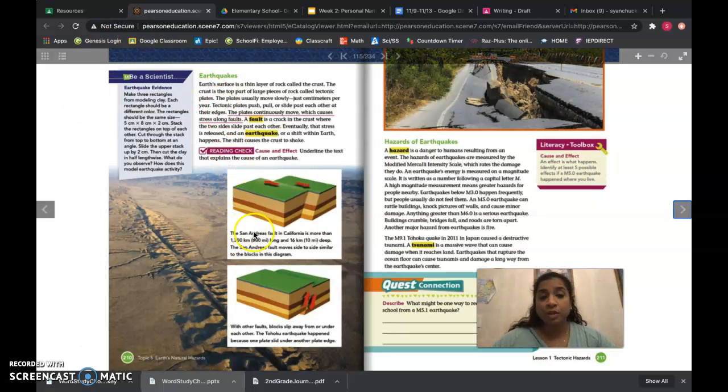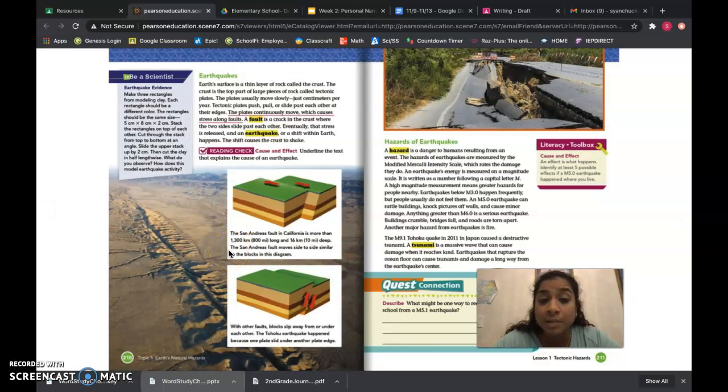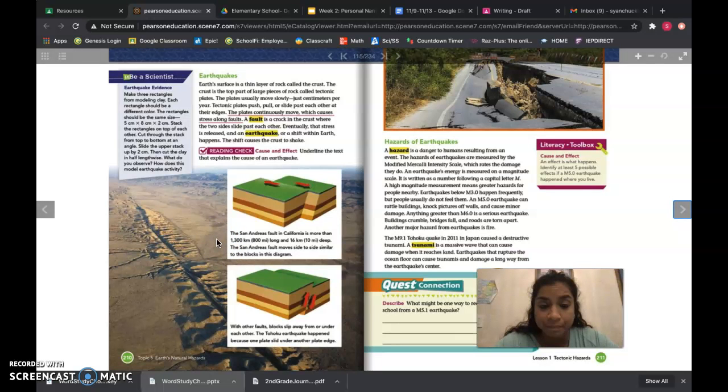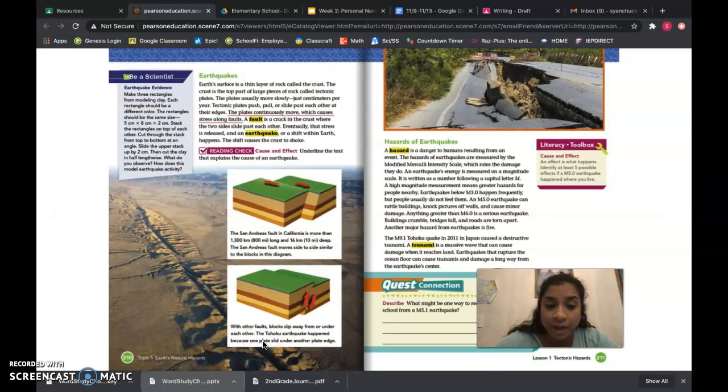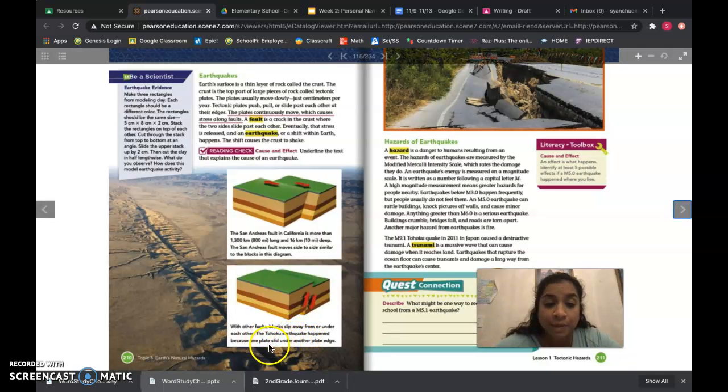Earthquakes. So, let's take a look at these 2 pictures down here. It says the San Andreas Fault in California is more than 1,300 kilometers long and 16 kilometers deep. The San Andreas Fault moves from side to side, similar to the blocks in this diagram. The picture down here says with other faults, blocks slip away from each other or under each other, like the Tohoku earthquake. The Tohoku earthquake happened because one plate slid underneath another plate's edge. So let's start reading about some earthquakes.